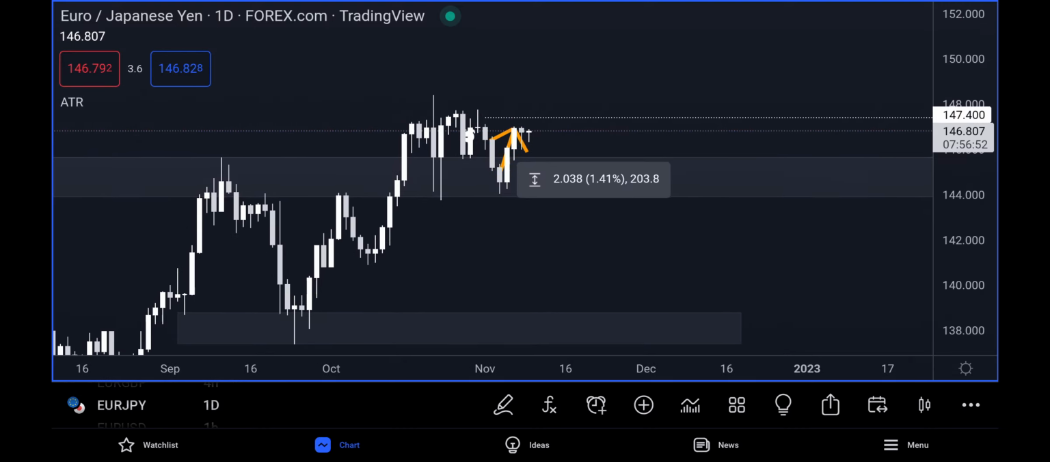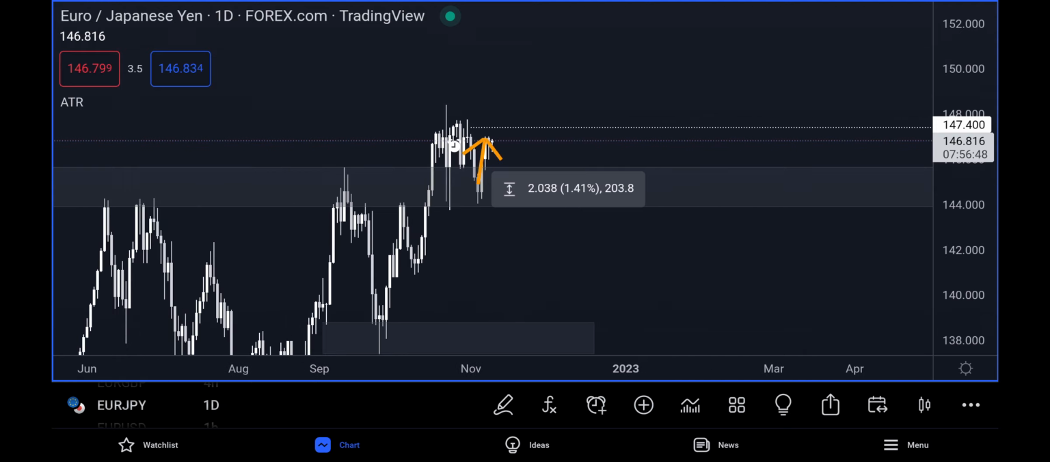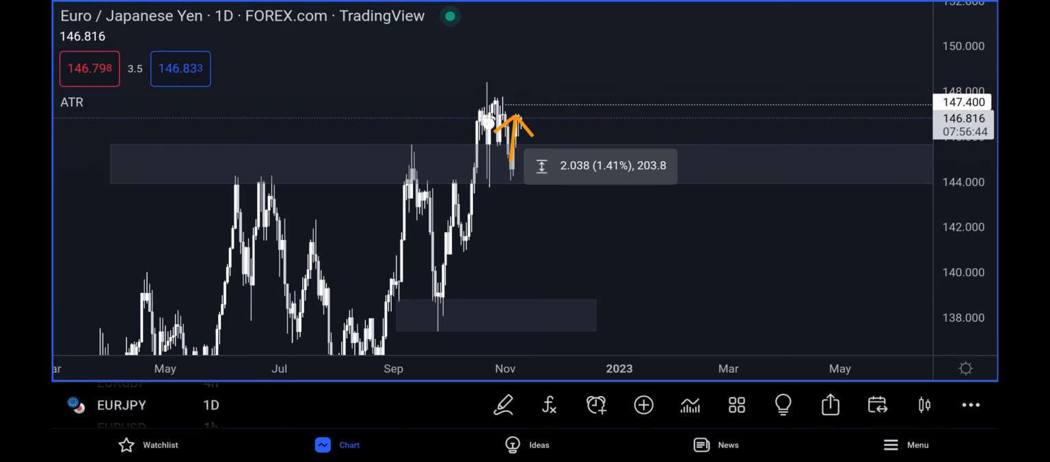EURJPY did take a buy off of this level here. I guess now, well, I have it marked out. I'm just waiting for price to break above that so I can look for a possible retest on that.